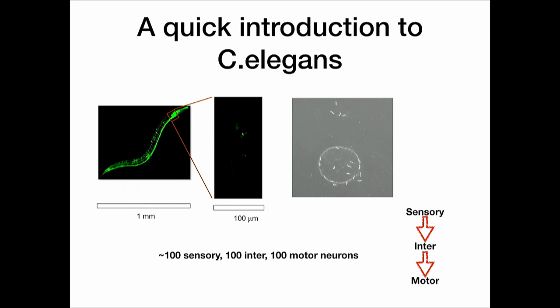The circuit, as ROV pointed out, has a set of sensory neurons, which signal to interneurons, that's the poor man's brain, and then motor neurons to get the animal to do what you want it to do. Roughly 100 sensory neurons, 100 interneurons, 100 motor neurons. So there is a movie of the brain of the animal, if you like.